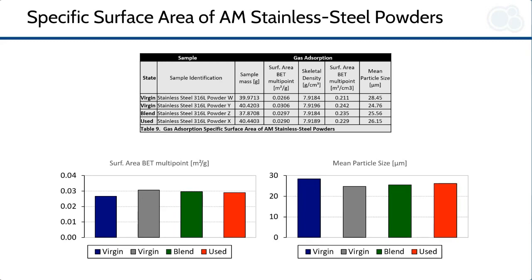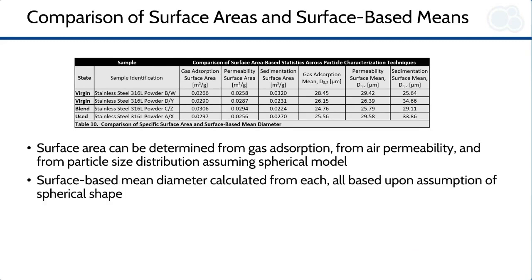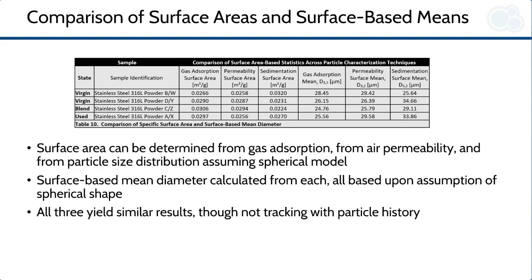We have seen that specific surface area can be determined using gas adsorption and air permeability, as well as calculated from the particle size distribution determined using gravity sedimentation by assuming a spherical shape for all particles of each size. Similarly, a surface-based mean particle size can be determined for each technique. For this study, we see similar values determined using the three techniques, though these do not seem to track necessarily with powder history.